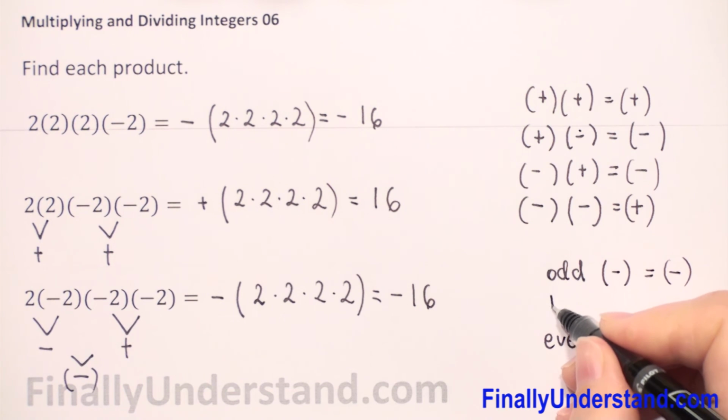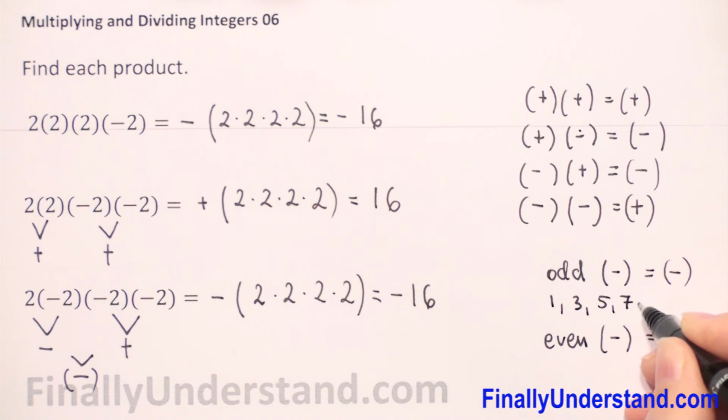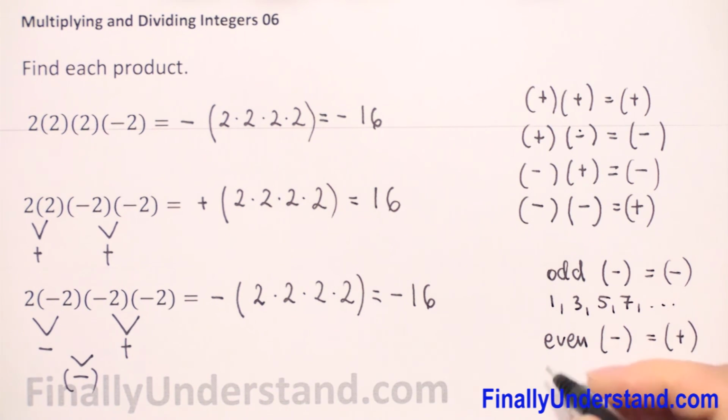Odd means 1 is negative, 3, 5, 7, and so on. Even means 2 numbers are with a negative sign, or 4, or 6, or 8, and so on. This is my solution.